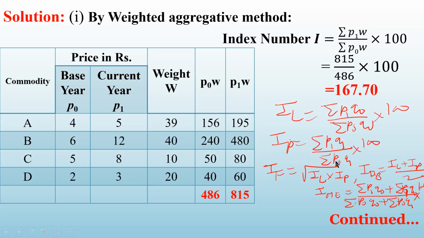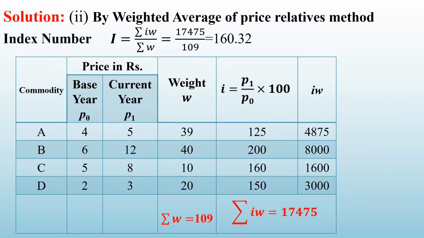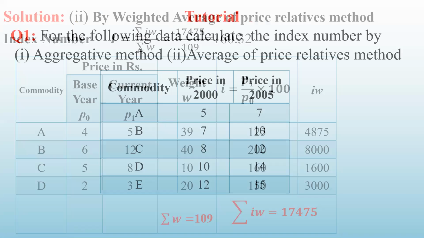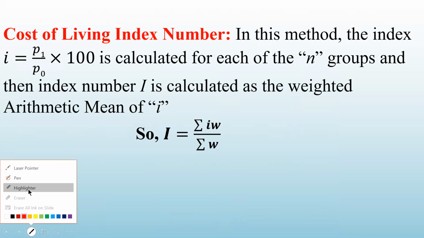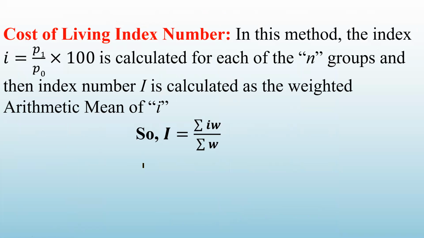In my last lecture, we solved problems where we calculated these 5 index numbers. Today, we are going to see what is the cost of living index number. The cost of living index number is calculated in a similar way, or it is exactly the same as the weighted average of price relative. See, cost of living index number. In this method, the index is calculated for each of the n groups.